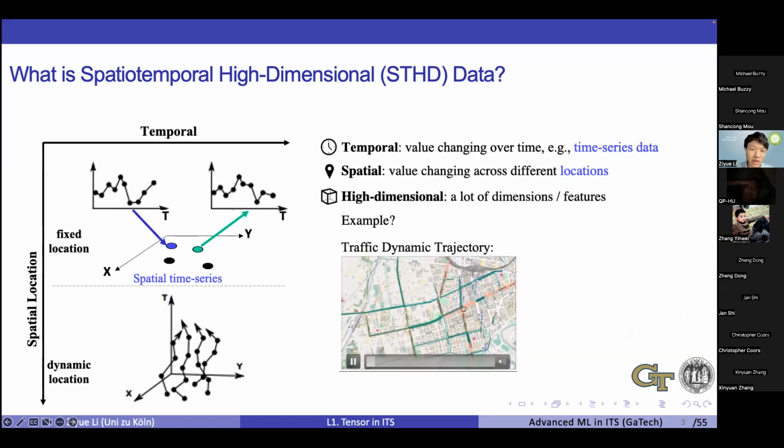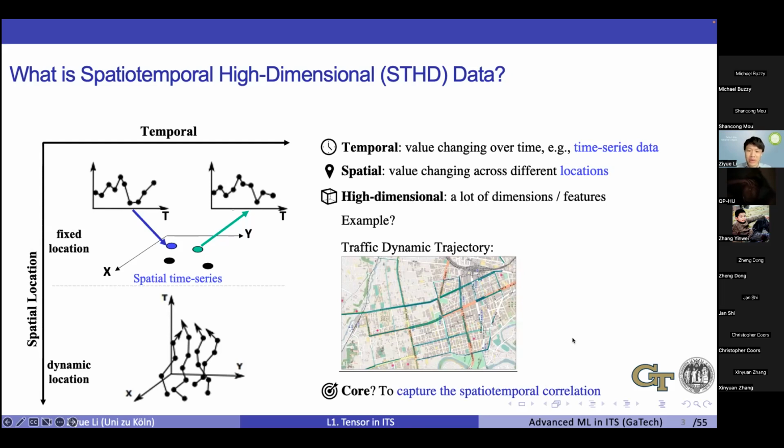Another type is traffic dynamics trajectories. This is dynamic; we can see that it's moving. These are really typical spatial temporal high dimensional data. And the core of most spatial temporal data analysis is trying to capture the spatial temporal correlation. This is really important, so I will highlight it here, before we start to model how to capture it.